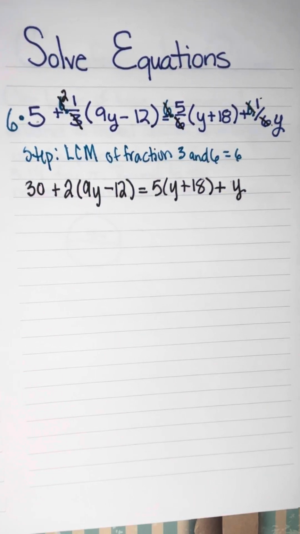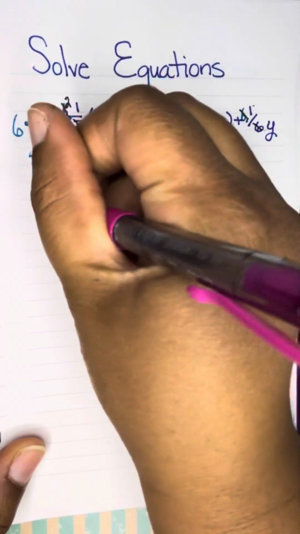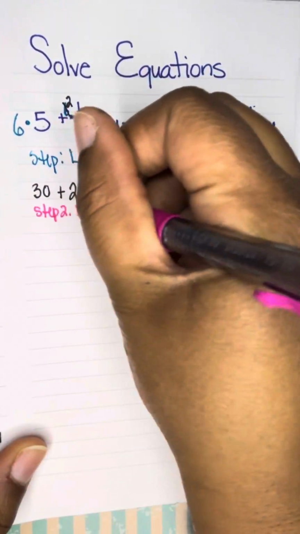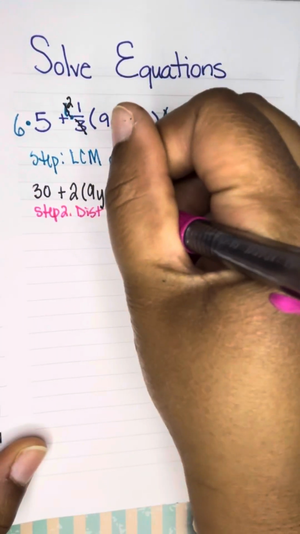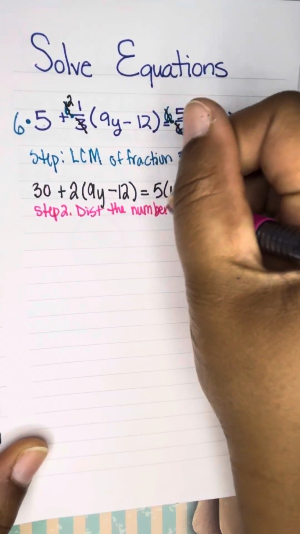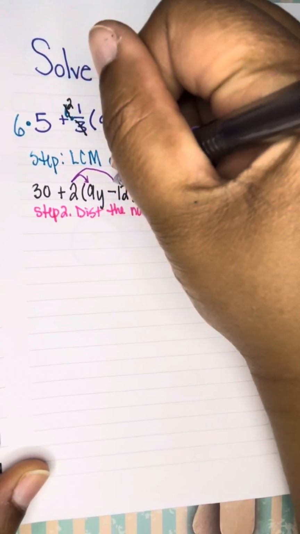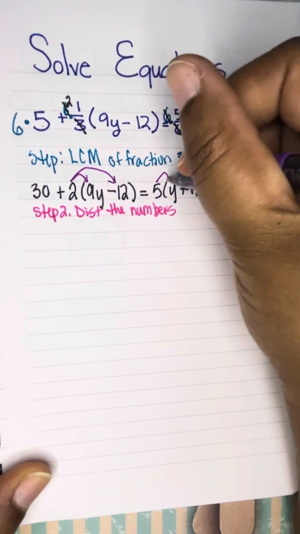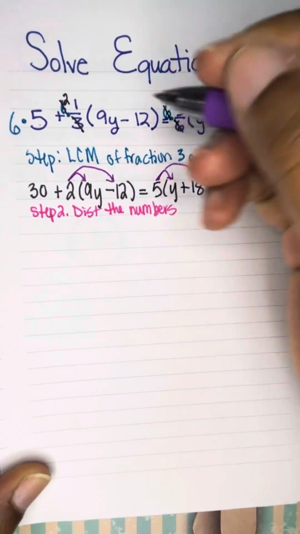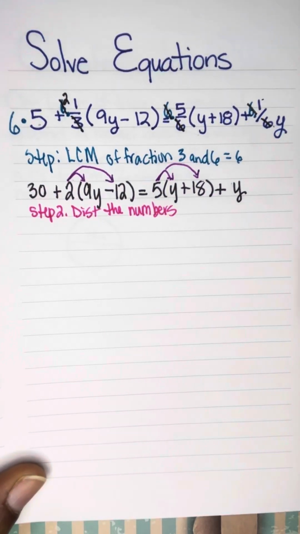The next step: distribute the numbers. That's what we're going to focus on next. So we're going to go here times here and here times here. And then we're going to do this times this and this times this. I'm not using my 30, so I'm going to drop that down.